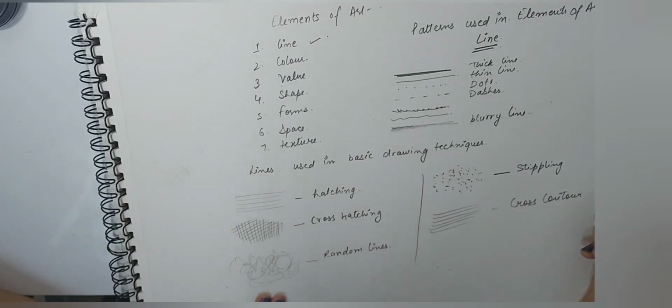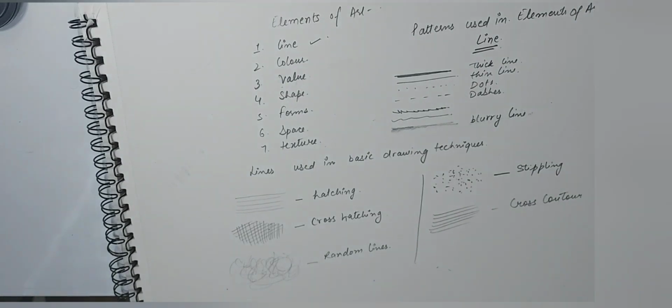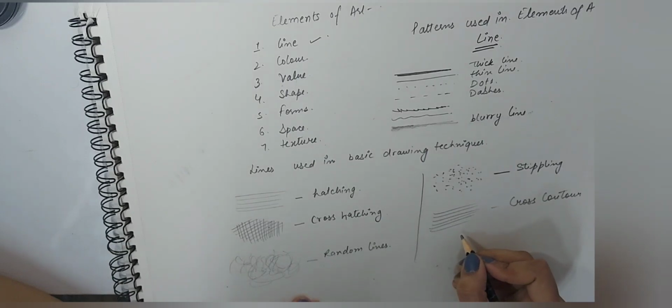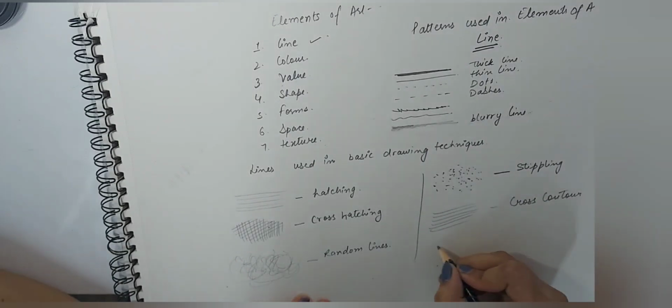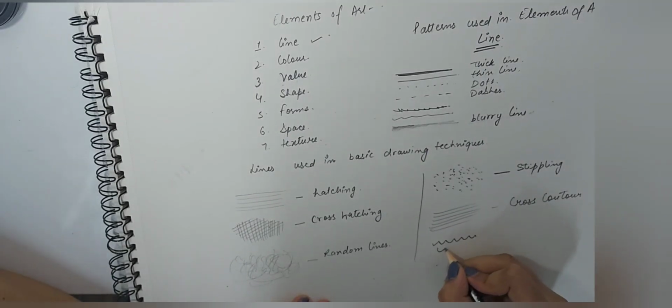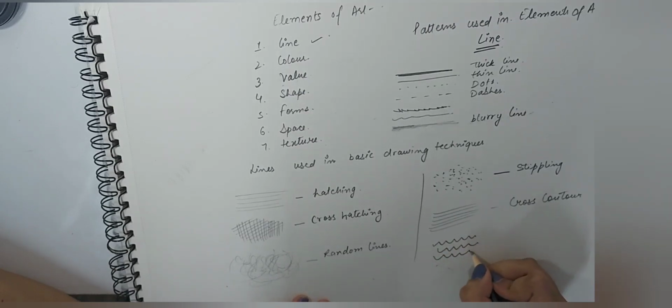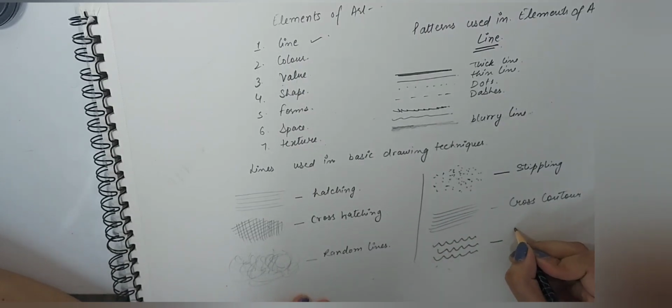Cross hatching is just like hatching, except the lines cross over each other. The more the lines cross, the darker the value. Then there are random lines. Random lines are lines that we use randomly in any direction with free action. That is exactly what it is.